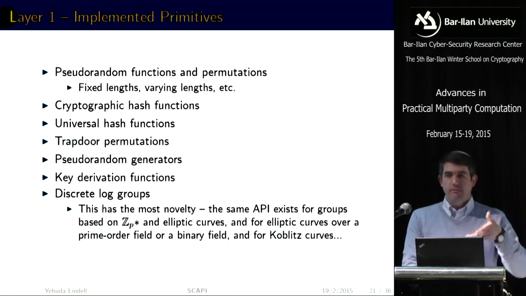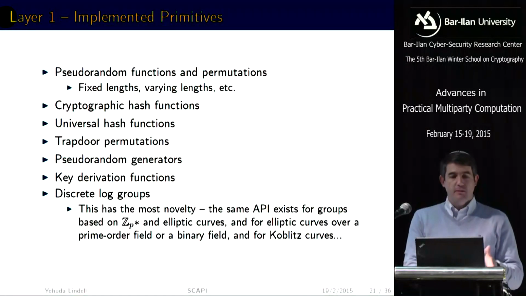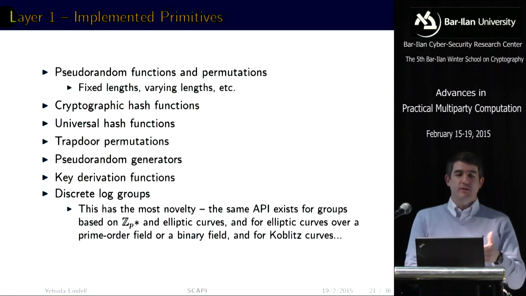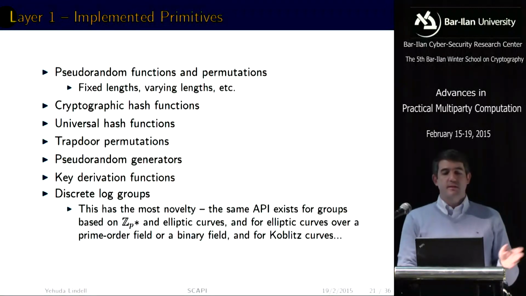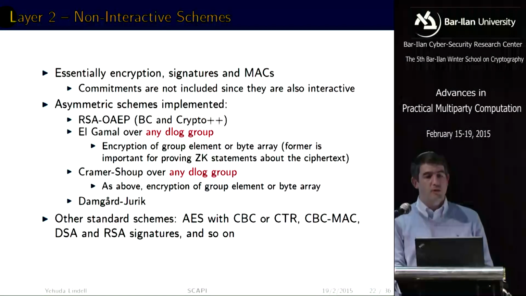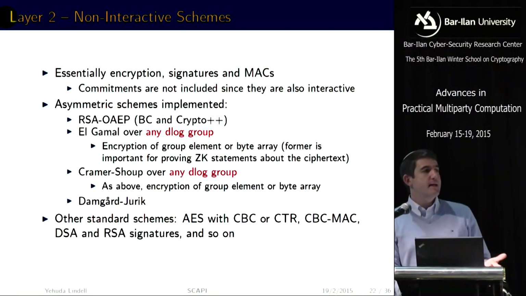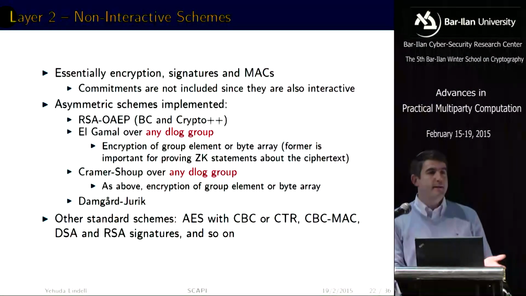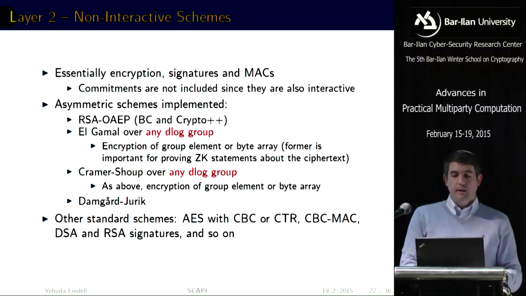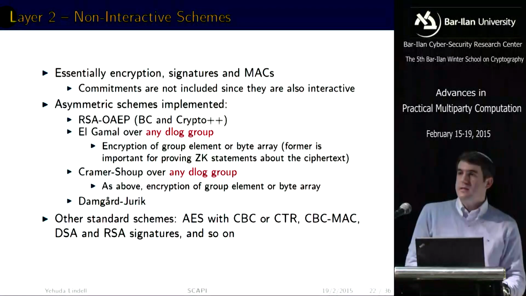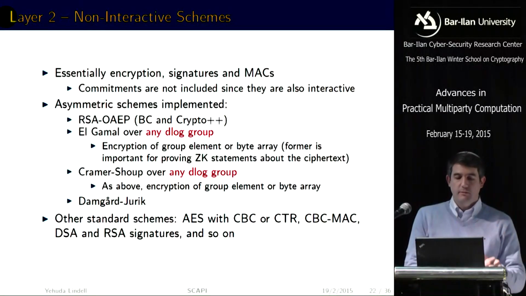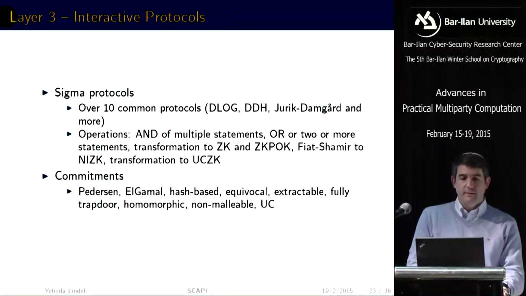Again, I mentioned this before, so I'll skip it. So we have pseudo-random functions, permutations, all the things you would want: hash, universal hash, trapdoor permutations, PRGs, key derivation, discrete log groups. That's everything you would expect. The next level, for non-interactive schemes, you have, again, the schemes you would want, like RSA and El Gamal, like Cramer-Shoup, Damgard-Jurik. All of these sorts of things are there, so they can be used automatically because they're all already implemented.